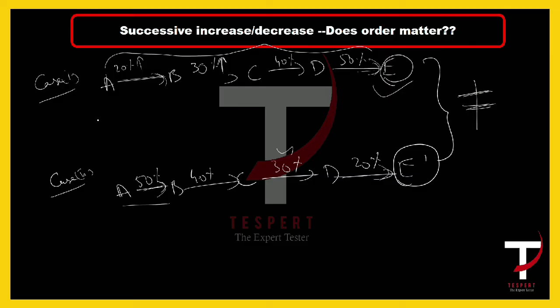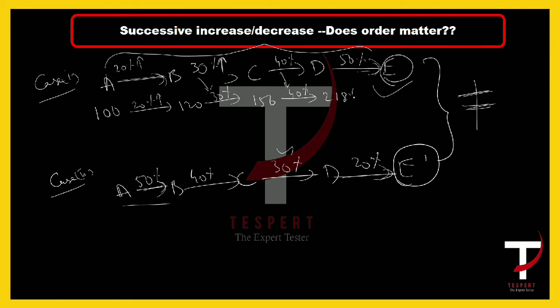So let's assume A to be 100. Now A is increased by 20%, so A becomes 120. Then 120 is increased by 30%, and the value becomes 156. Then 156 is increased by 40%. Now the value becomes how much?